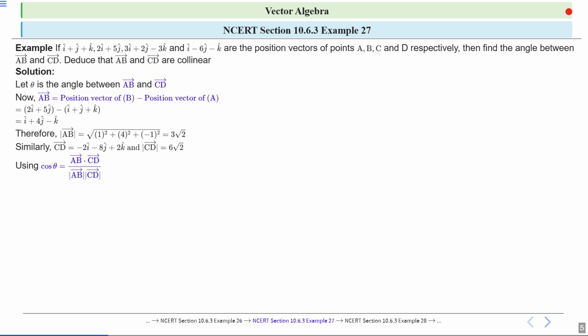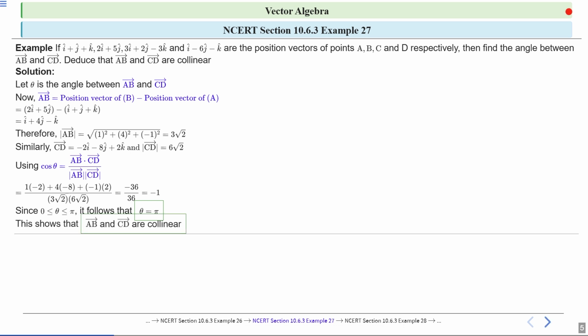Now using cos theta is equal to AB vector dot CD vector upon magnitude of AB vector into magnitude of CD vector, okay, which will be equal to 1 into minus 2 plus 4 into minus 8 plus minus 1 into 2 upon 3 root 2 into 6 root 2, which after solving will be minus 36 upon 36, which is equal to minus 1. Since theta is between 0 to pi, it follows that theta is equal to pi, right? This shows that AB vector and CD vector are collinear, right? That's what we need to prove actually, right?